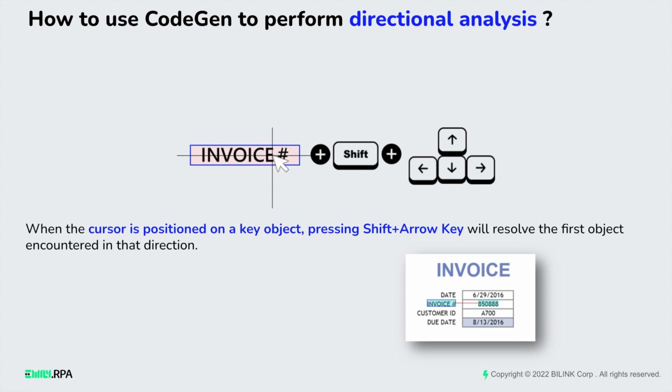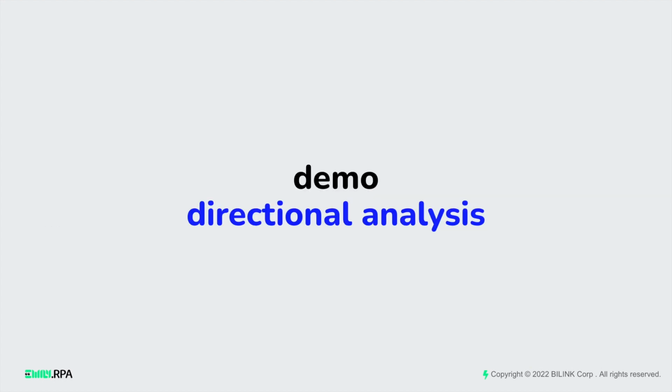Take this invoice document as an example. If we want to get the invoice number, invoice hash is the key text object, so we can move the mouse to invoice hash, and then hold down the Shift key and press the down arrow key, right. Next, we will actually operate once.